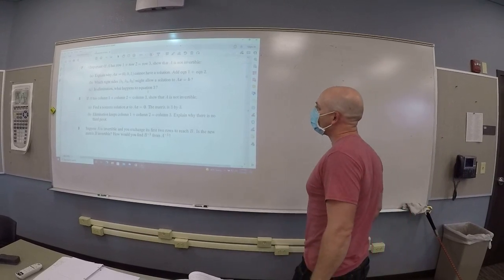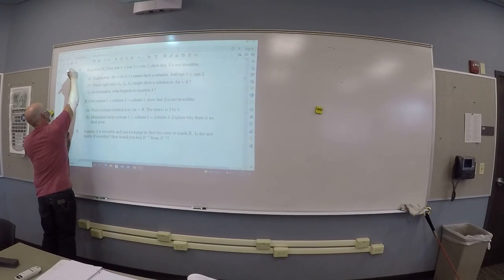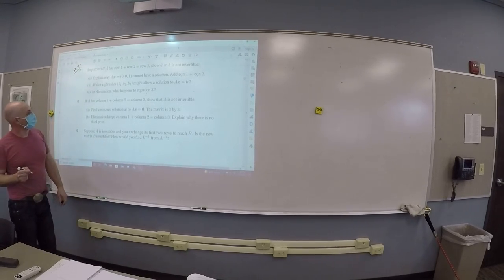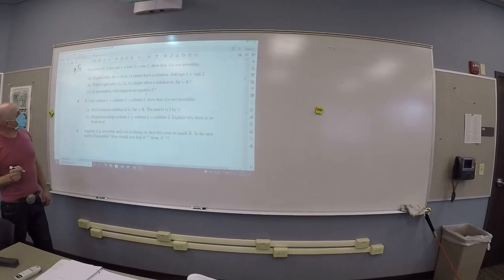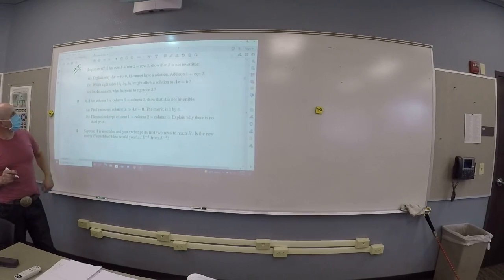Alright, so Logan wanted to hear about 2.5, number 7. I'm supposed to consider a matrix A that has row 1 plus row 2 is row 3, and show that this thing's not invertible.